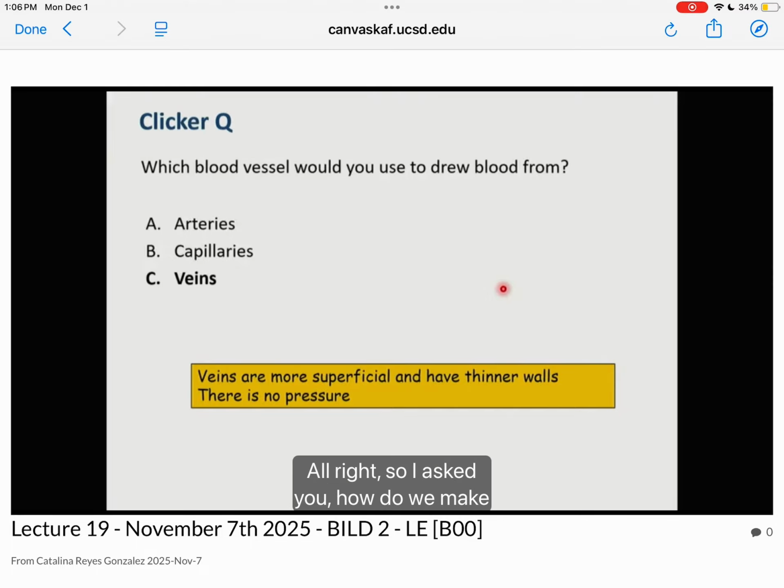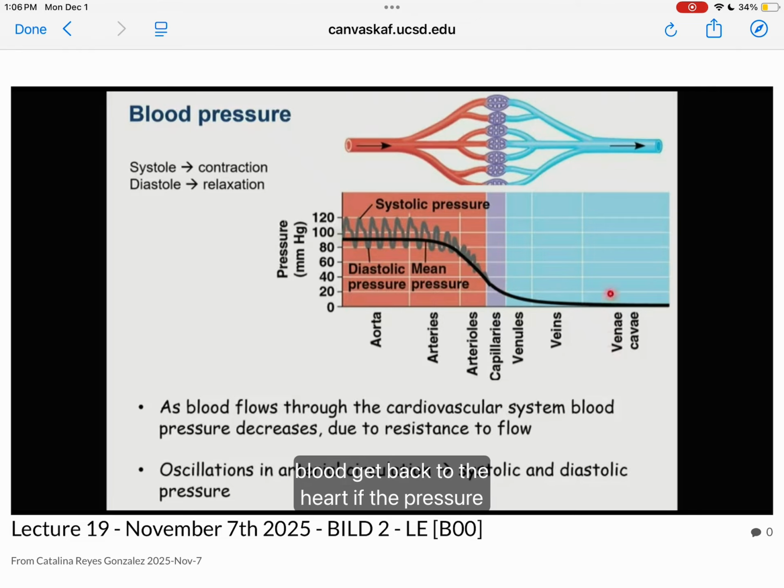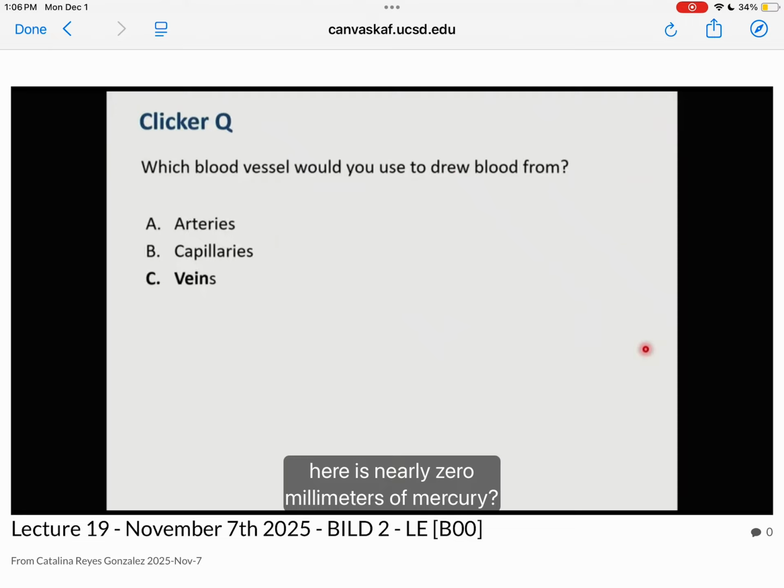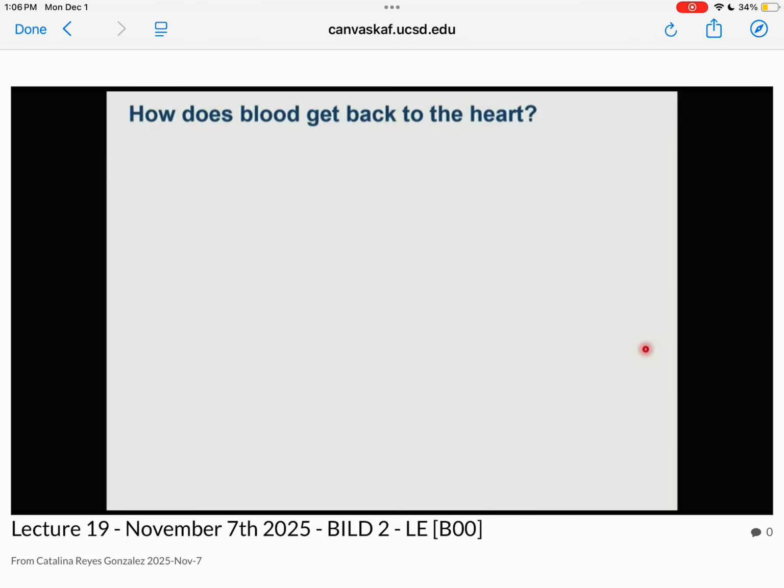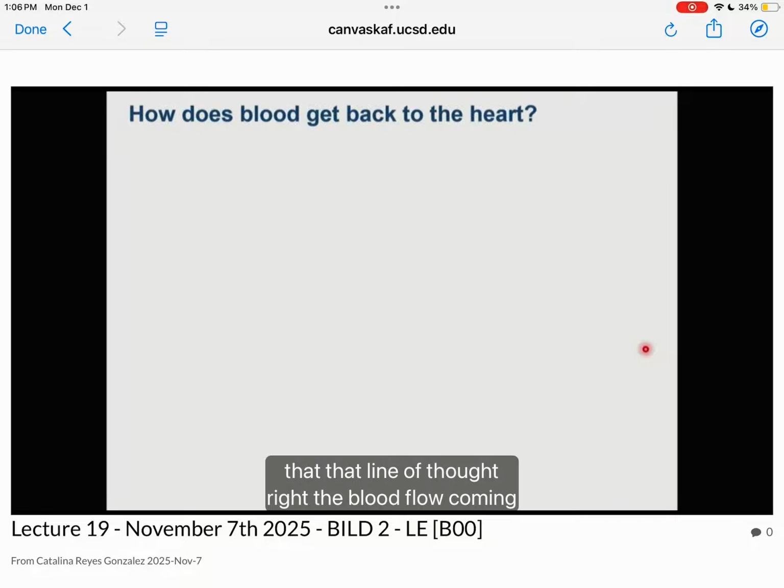All right, so I asked you, how do we make blood get back to the heart if the pressure here is nearly 0 millimeters of mercury? Did you guys come up with an answer? Nope. Nobody? It's okay to be wrong. Remember, we learn from mistakes, right? This is a class, you're learning, so you're not supposed to know this. But any guesses? Yeah. You're along that line of thought, right?